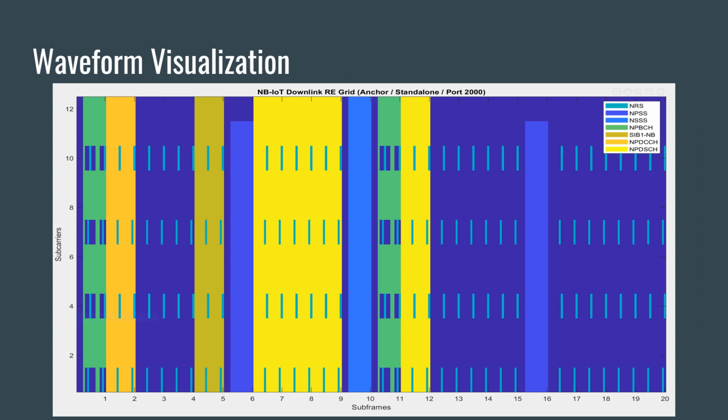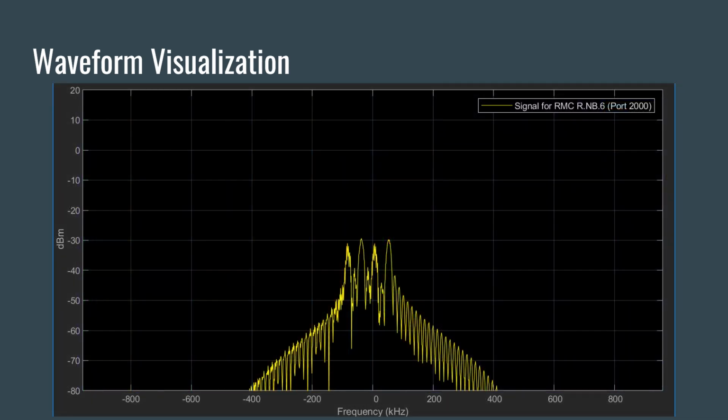After the signal was defined based on the configured parameters, we used the built-in MATLAB function generateWaveform to create the signal. This function also returned the resource grid and a structure containing information about the OFDM waveform. The display resource grid method of the NB-IoT downlink waveform generator object was then used to create the resource grid of the generated waveform for all subframes, as shown in this figure. We then used the spectrum analyzer function from the Digital Signal Processing Toolbox to visualize the frequency response of the time domain signal, as shown here.